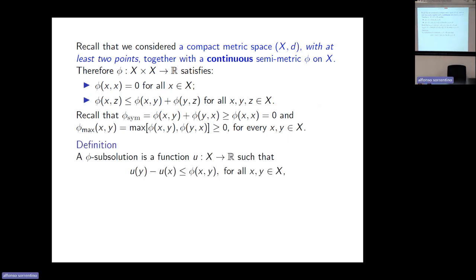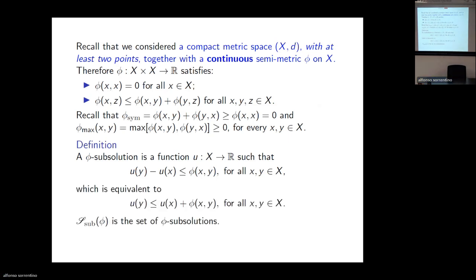Okay, we define the notion of phi subsolution. A function u is a phi subsolution if uy minus ux is less than phi xy. As I said, this is like the functions which are Lipschitz for phi with constant one. It's equivalent, of course, to this inequality. This one is a little bit better to use because if you take inf, it can be minus infinity, or sup, it can be plus infinity, but it will still be satisfied. Okay?